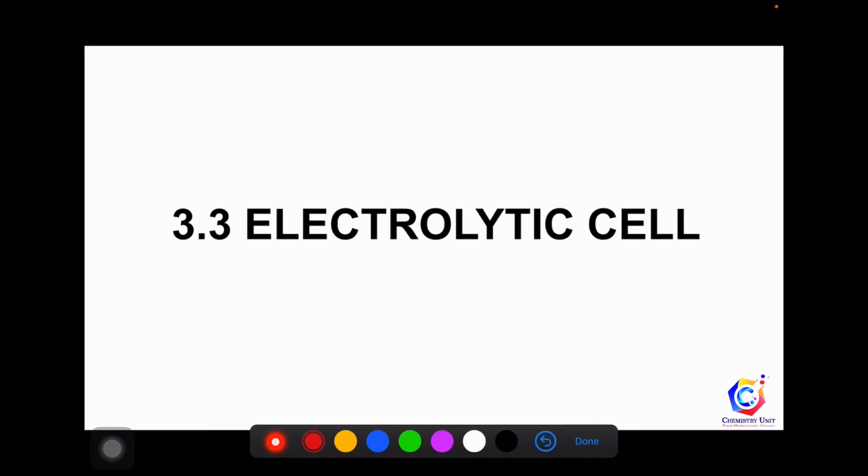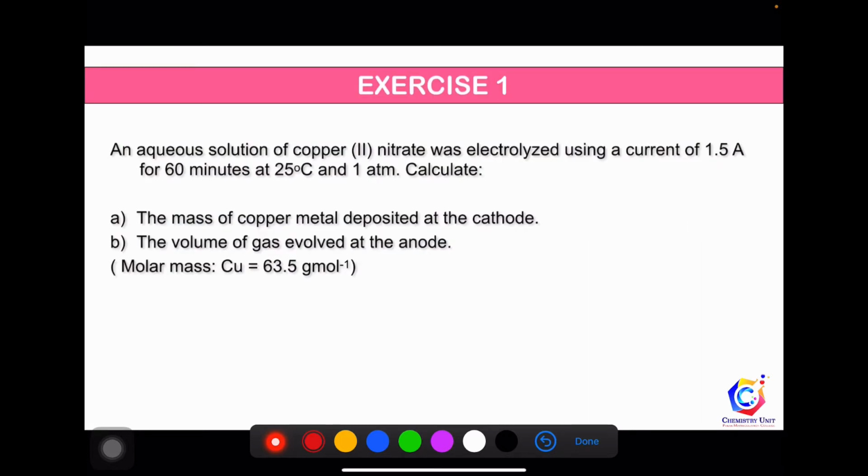Let's begin. Exercise 1. An aqueous solution of copper nitrate was electrolyzed using current of 1.5 amp for 60 minutes at 25 degrees Celsius and 1 atmosphere. Calculate the mass of copper metal deposited at cathode and the volume of gas evolved at anode. Extra information given in this question is the molar mass of copper, which is 63.5 gram per mole.